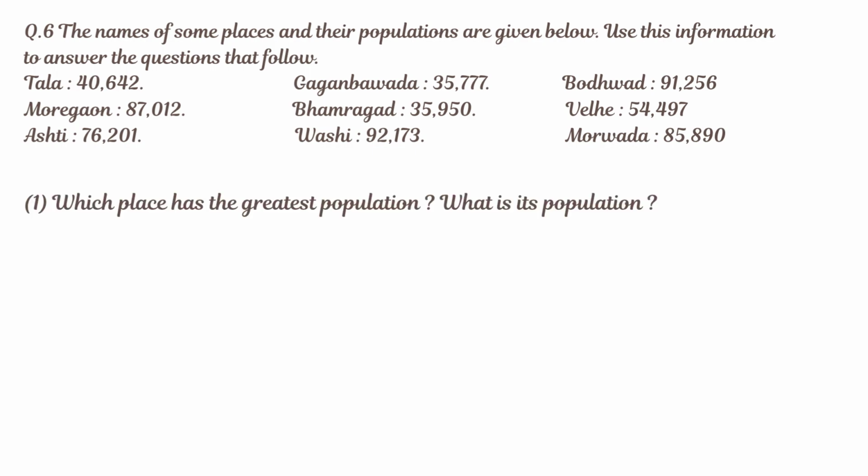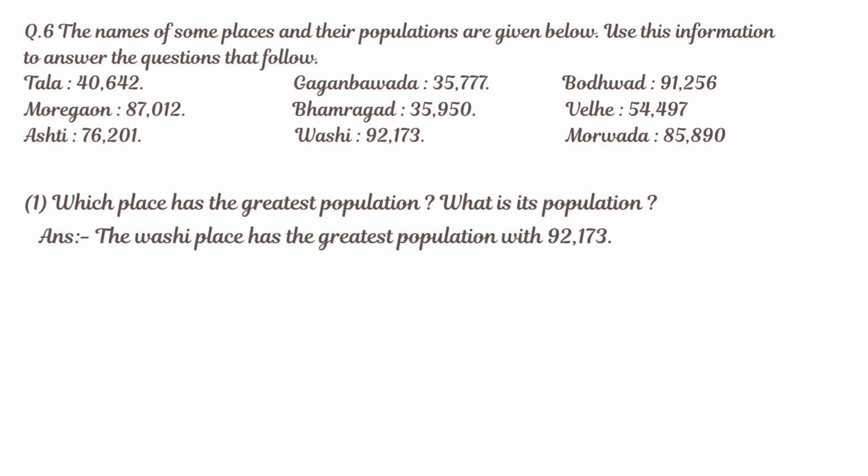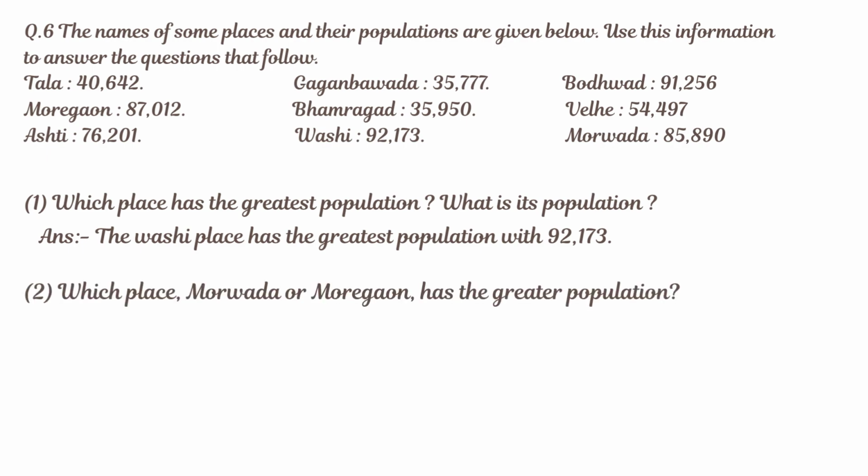Okay, so let's move to question 1. Which place has the greatest population? What is its population? So over here we have to give the name of the place and its population which has the greatest population. So the Bodwad place has the greatest population with 91,256. Question number 2. Which place, Morwada or Moregaon, has the greater population? In this we have to compare the 2 places and tell which place has a greater population. So by comparing we can see that Moregaon has the greater population.